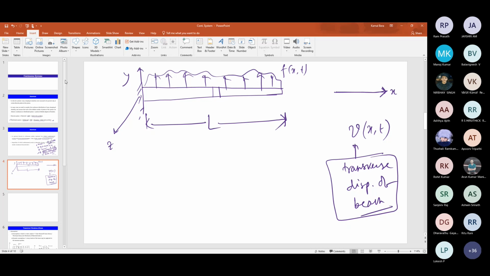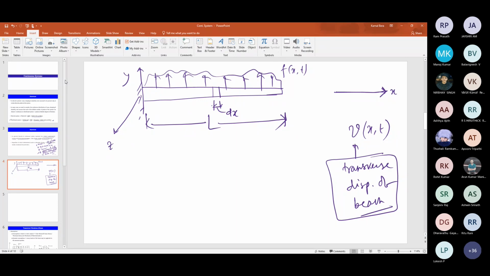Let's say this is at some distance x. I'll consider an element of length dx. A small element I'll take out and consider the equilibrium of that element and write the two equilibriums, that is the force equilibrium and the moment equilibrium. And then I will find the equation of motion.